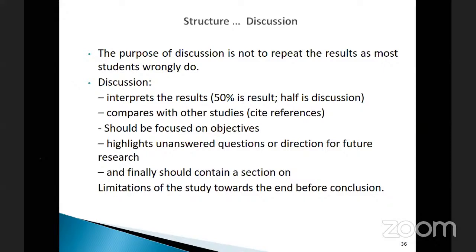And you should highlight some unanswered questions or direction for future research. You know, what your study could not do. And if one is to do another study, what are some problems or gaps you think your study has not been able to address, which future studies should attempt to address. And finally, it should contain a section on limitations of the study towards the end. Before the conclusion, you have the limitations of the study you have done.